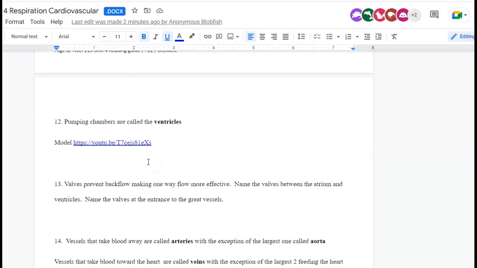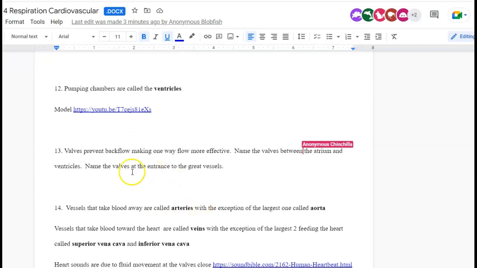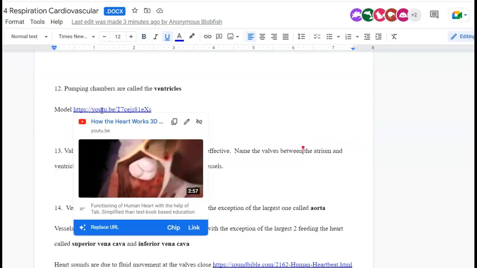Then we looked at the valves. The valves prevent backflow, making one-way flow more effective. That's really important. The whole idea of the heart is to pump effectively, get the blood in, get the blood out effectively. Name the valves between the atrium and the ventricles, and then name the great valves. So if we go back to our valves, let's look at them.